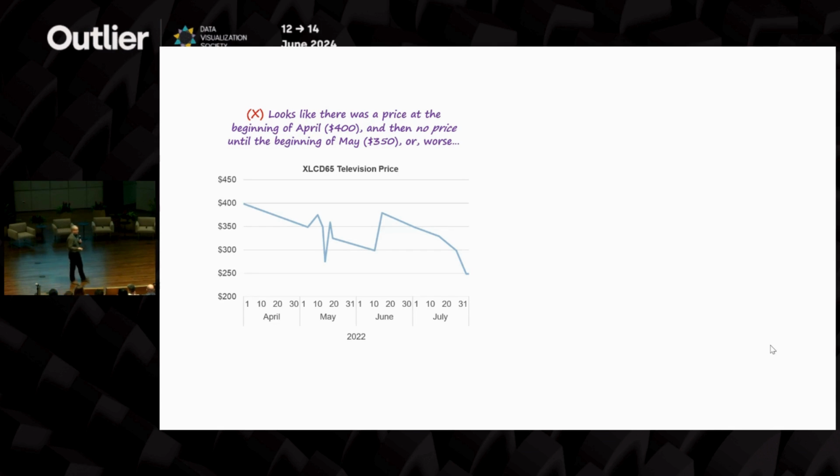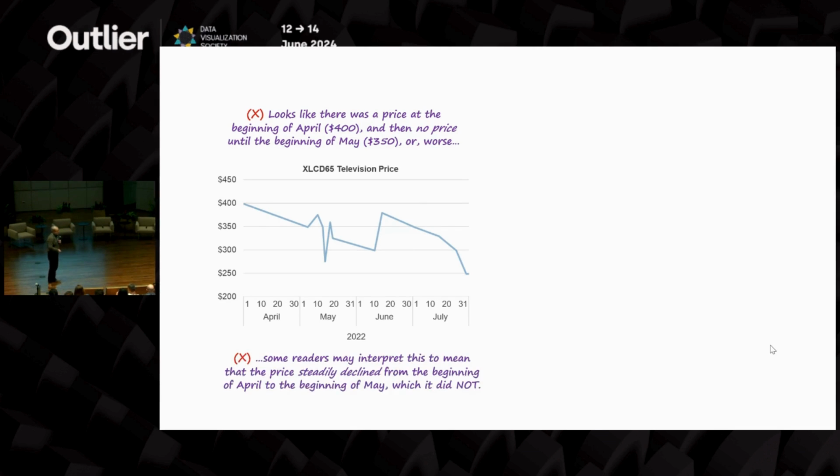And yet that's not what actually happened, right? This TV did have a price the whole time. It was $400. And probably a bigger concern that I have is that I've seen people who maybe have a little bit less chart reading experience interpret a chart like this to mean that the price started at $400 at the beginning of April, and then it steadily declined until the beginning of May. That in, let's say, the middle of April, it was like $375 or something, and yet that, once again, is not what actually happened.